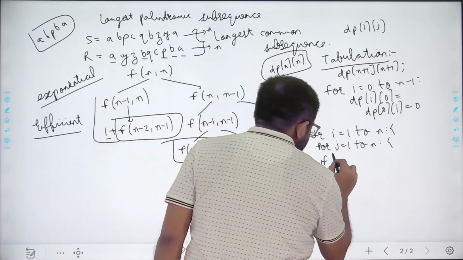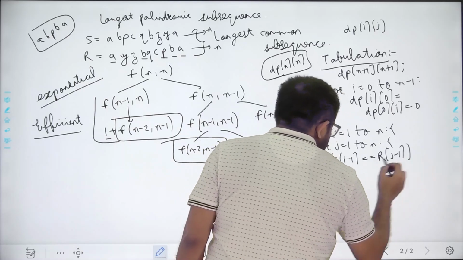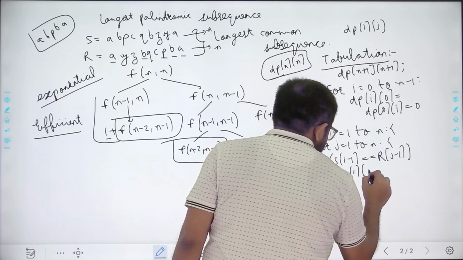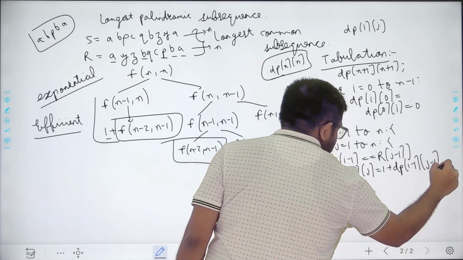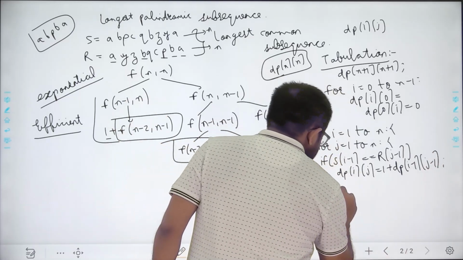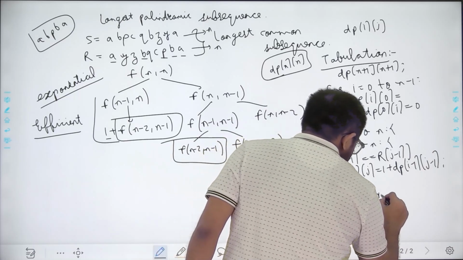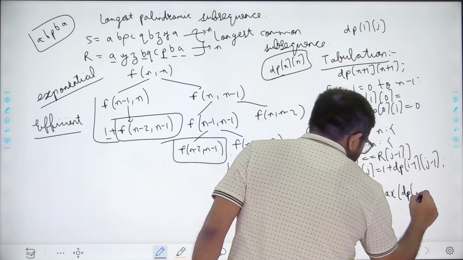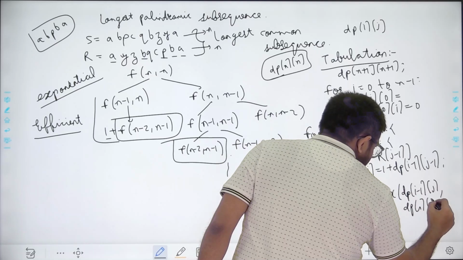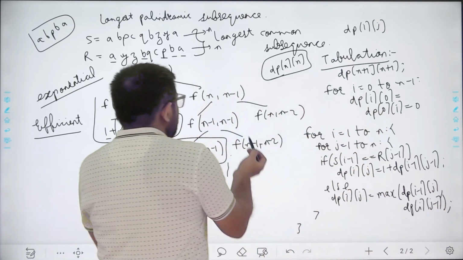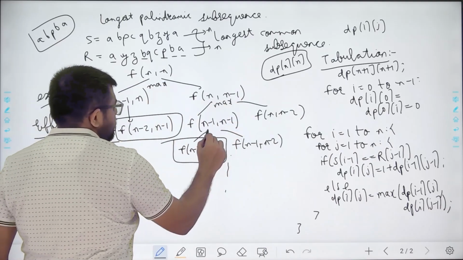So if s of i minus 1 is equal to r of j minus 1, then dp of i, j is equal to 1 plus dp of i minus 1, j minus 1, like how we used here. Else, if they are not the same, then dp of i, j is equal to max of dp of i minus 1, j and dp of i, j minus 1, right? Like how I called here, it will be the max of this or this.